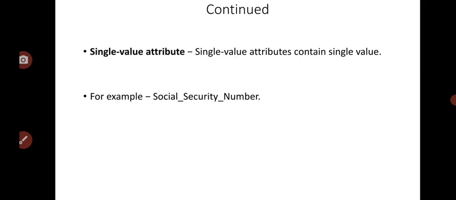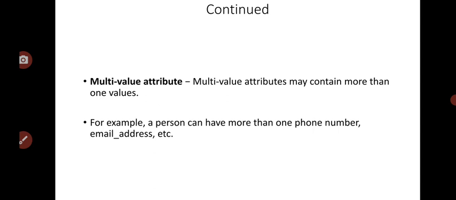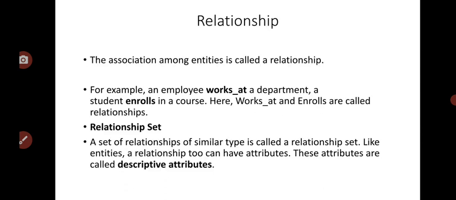Single valued attributes. Single valued attributes contain a single value. For example, a social security number or the Aadhaar number. These are attributes which contain only unique single numbers which cannot be repeated for any other values or any other attributes. Multi-valued attributes. Multi-valued attributes may contain more than one value. For example, a person can have more than one phone number, email address, etc. These are the multi-valued attributes.